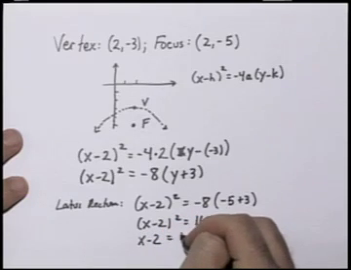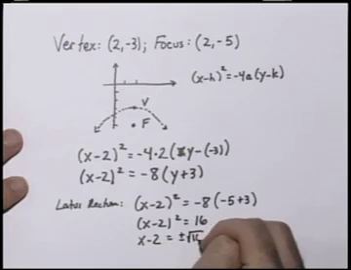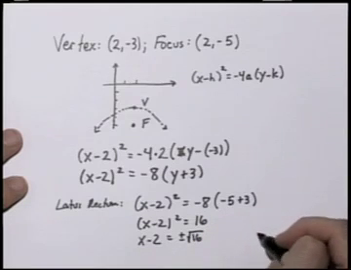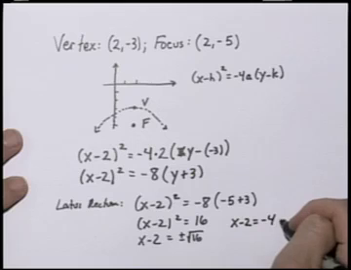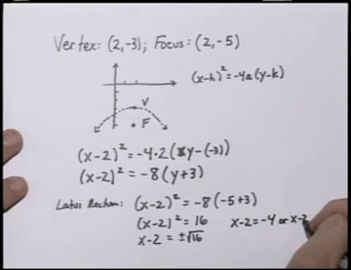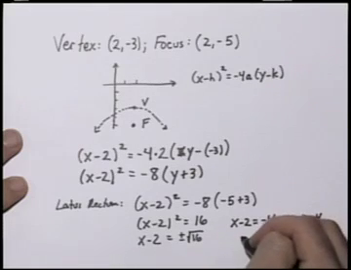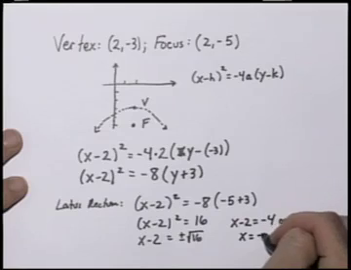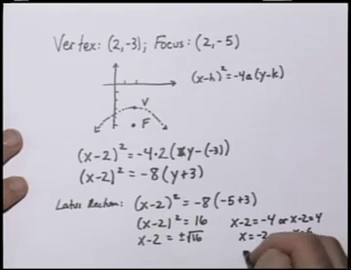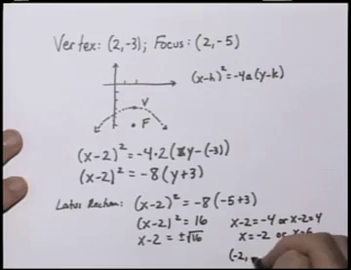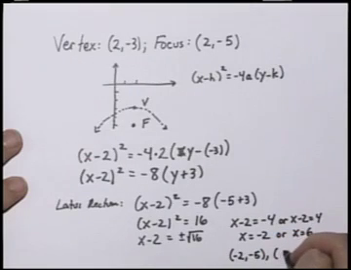I get x - 2 equals plus or minus the square root of 16. So x - 2 = -4, or x - 2 = +4. So x = -2, or x = 6. So my latus rectum points are (-2, -5) and (6, -5).